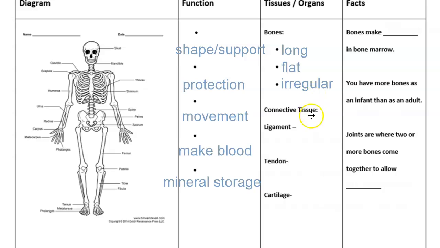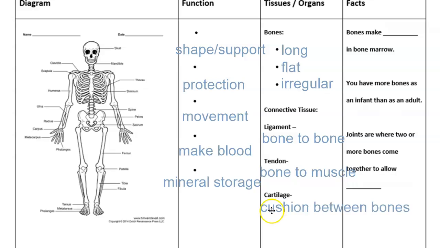Okay, let's see how you did on your notes chart. Ligaments are stretchy but tough tissues that connect bones to bones. Tendons are tough, not as stretchy, and connect bones to muscles. And cartilage is a rubbery cushion between the bones.